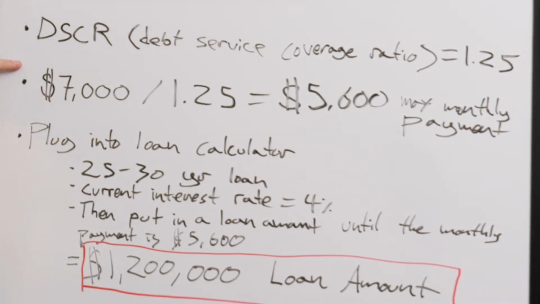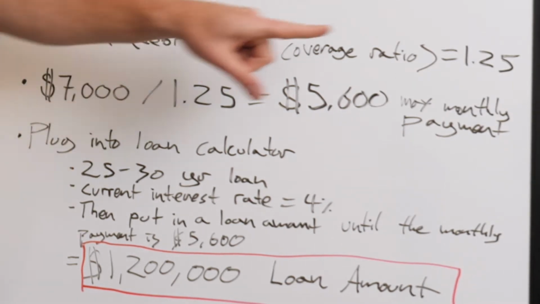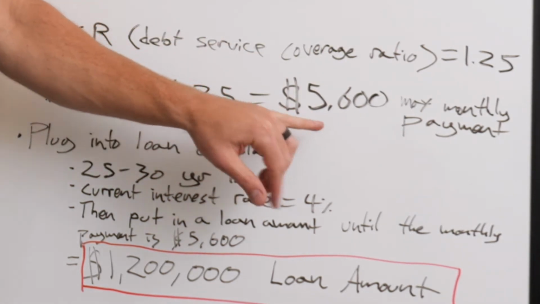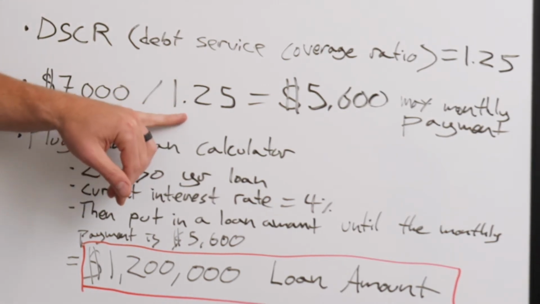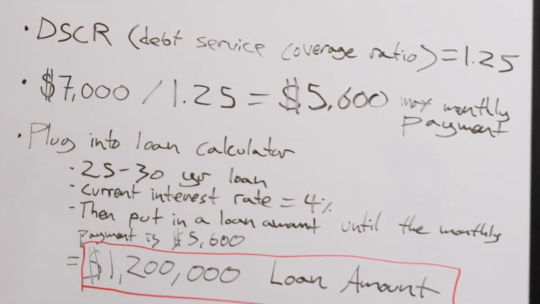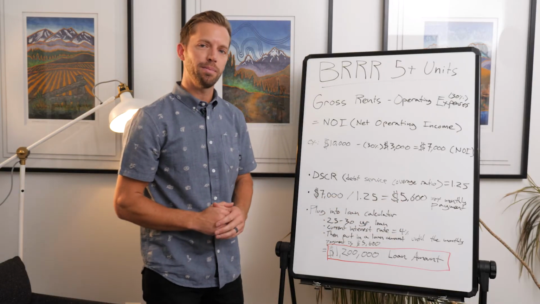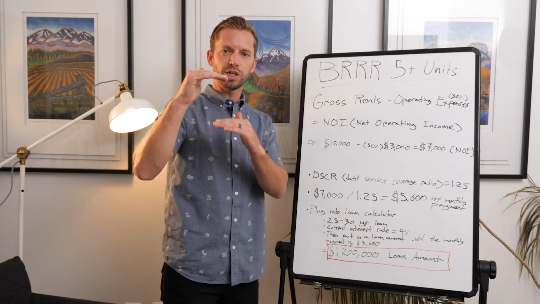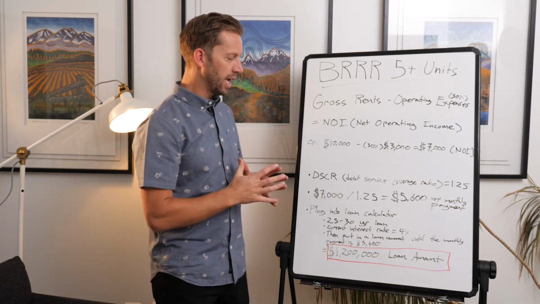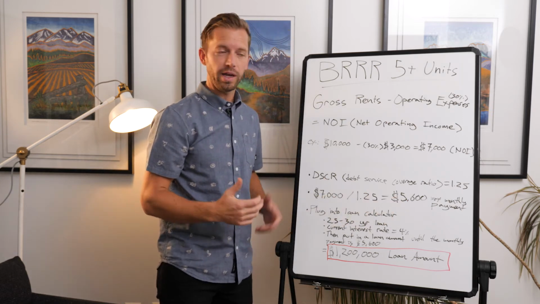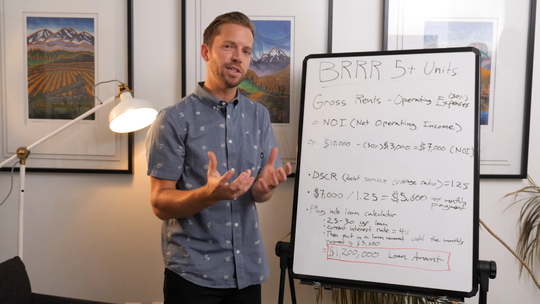What they do is they take your net operating income, your $7,000, then they divide it by that 1.25 number, and this will spit out another number. In this example, $7,000 divided by 1.25 gives me $5,600. That number is the max monthly payment that the bank is going to allow you to have on that property. That is your max monthly mortgage payment amount. So the bank is saying, we'll lend you a loan amount that equals a $5,600 a month payment. Well, that's all fine and dandy, but we still haven't determined what the loan amount is.